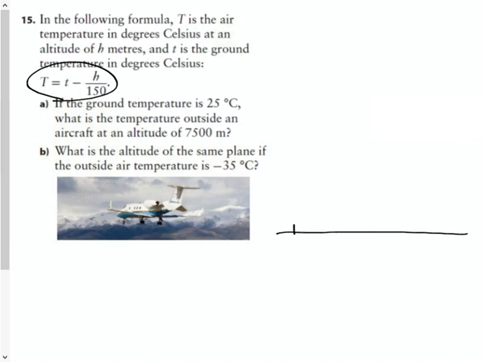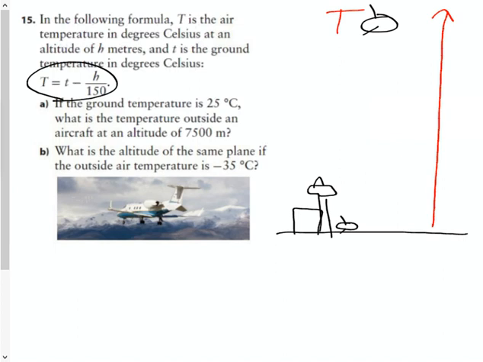Here's the ground and here's the airport where they have, I don't know, the little tower there and the planes are on the runway. And up here is the plane. Okay? So what it says is T is the air temperature in degrees Celsius at an altitude of h meters. So your altitude or your height is h meters. The temperature outside the airplane is capital T, and the temperature on the ground is small t.